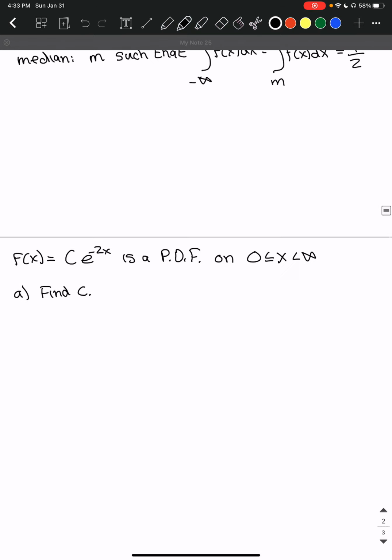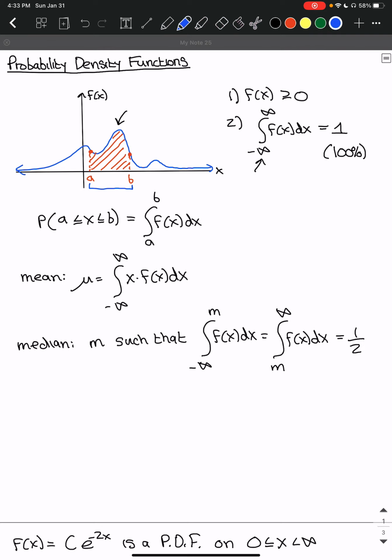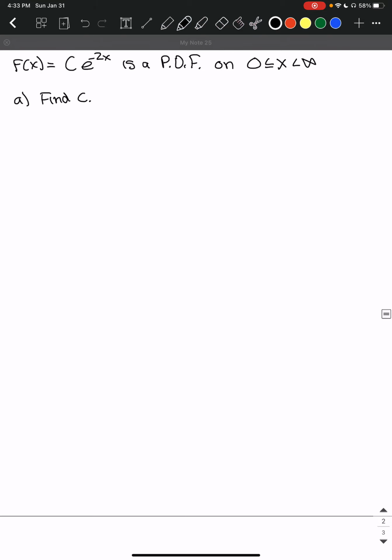So what you do when you find c is you make use of this property right here. You say that it has to integrate to 1. So essentially what I'm doing is normalizing my integral to be equal to 1 over my entire bound. So I set this up.